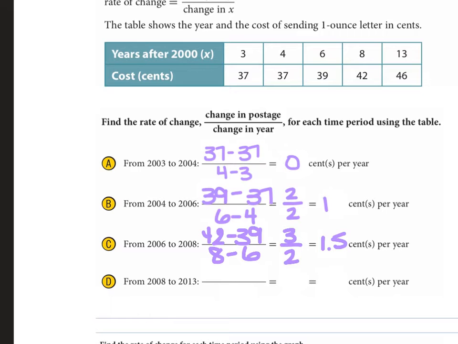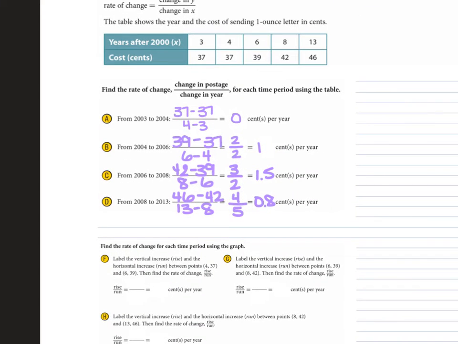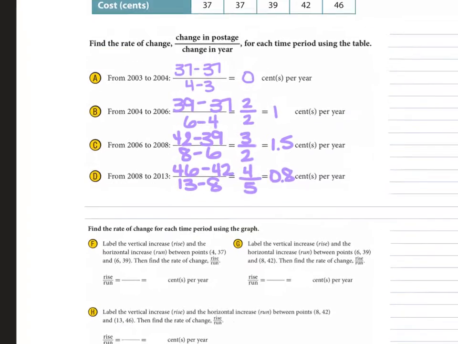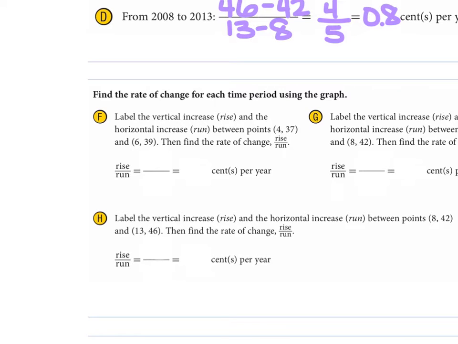From 2008 to 2013, you have from 46 to 42, so that's going to be 46 minus 42, and then 13 minus 8. 46 minus 42 is 4, and the 13 minus 8 is 5. So this is also 0.8 or 80 cents per year. When you look at these, there's not a constant rate of change here, so this would not be a linear function.